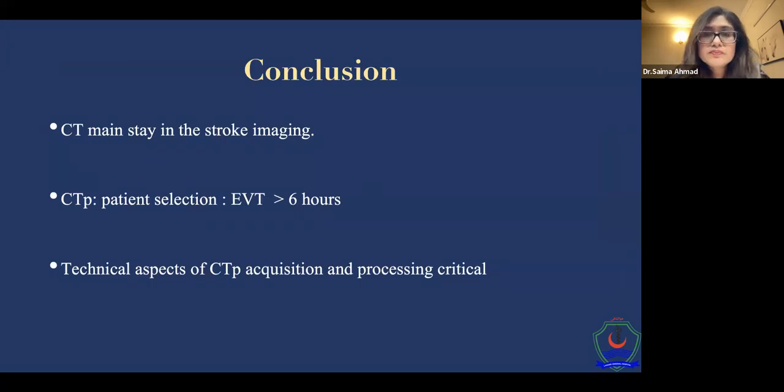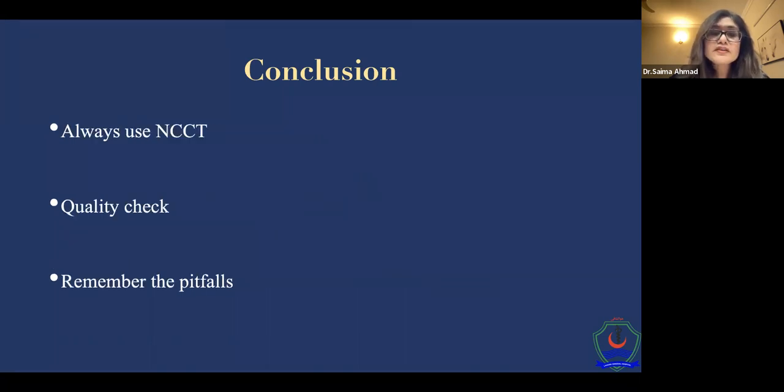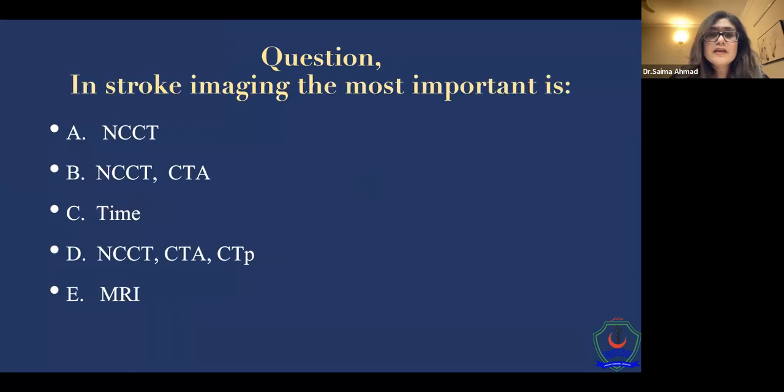So my conclusion: CT is the mainstay in stroke imaging. CT perfusion is used for patient selection in EVT for more than 6 hours. The technical aspects of CTP acquisition and processing are critical. You should know all this if you want to use the CTP. Always use the non-contrast CT, always do the quality check, and remember your pitfalls.